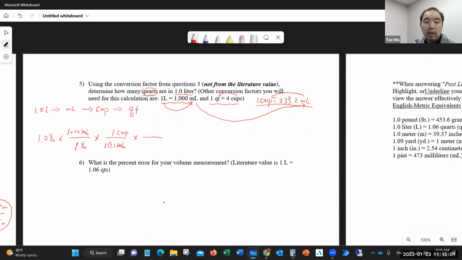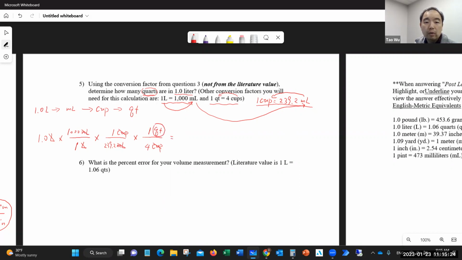Here, then we have a quart, right? We have a cup that needs to be canceled. Then we have a quart over there. Based on this unit conversion, 1 quart equals 4 cups. You see, the cup will be canceled. The last unit in this equation will be just a quart.